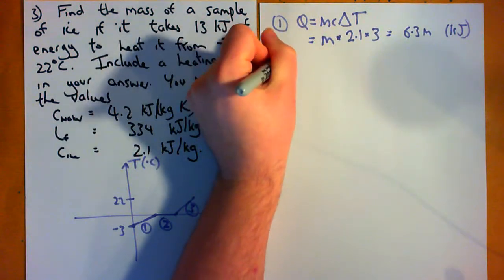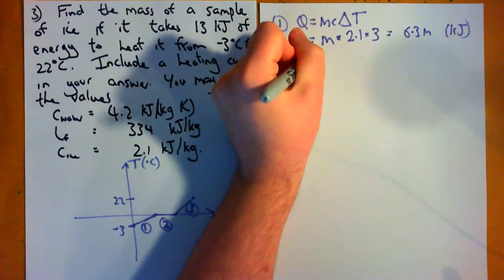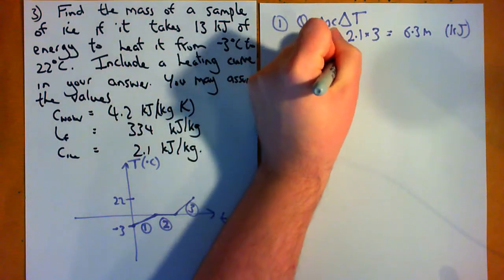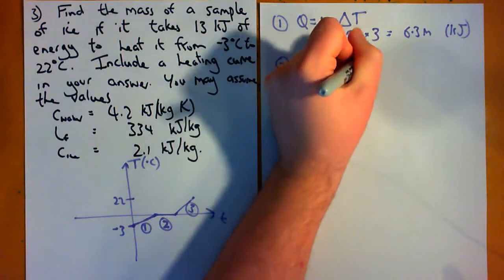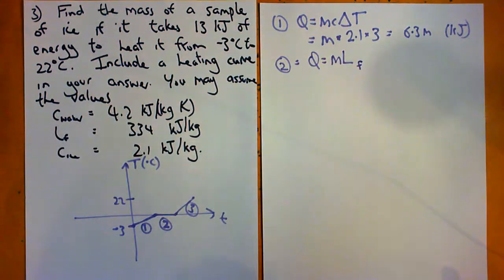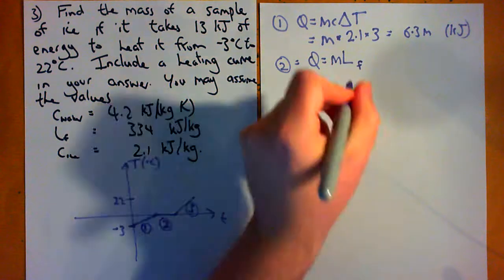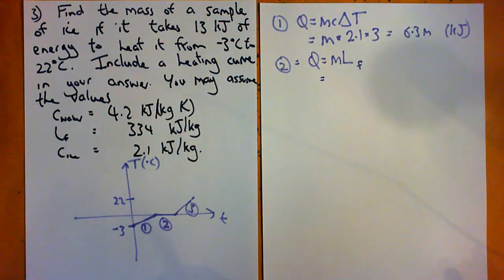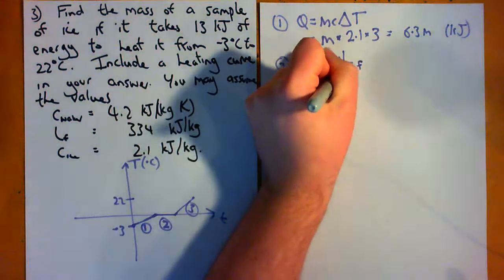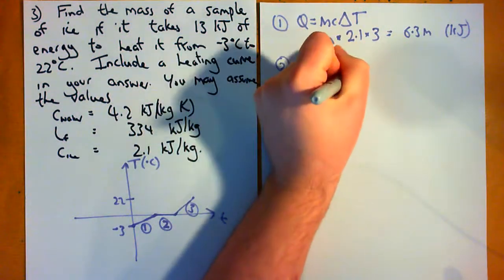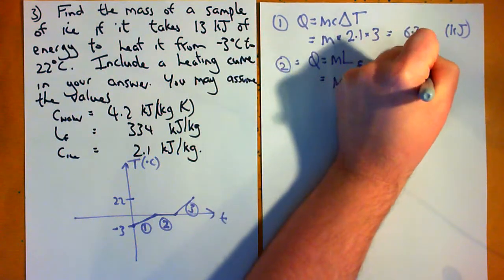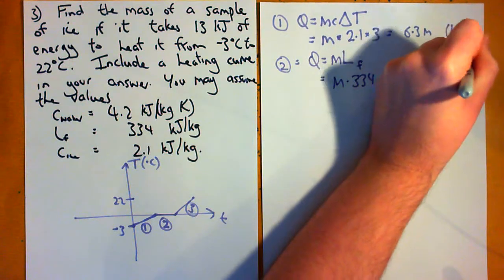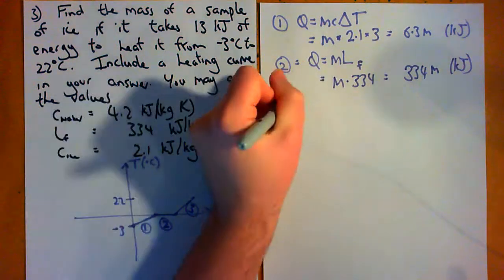Then the second stage is going to be where it melts, which means it's a phase change, and we are therefore using Q equals ml. This is the latent heat of fusion because it's melting as opposed to the latent heat of vaporization, which is for when you've got a phase change from liquid to gas. The mass we don't know, but LF we're given to be 334, so we get 334 times the mass, which is again in kilojoules.